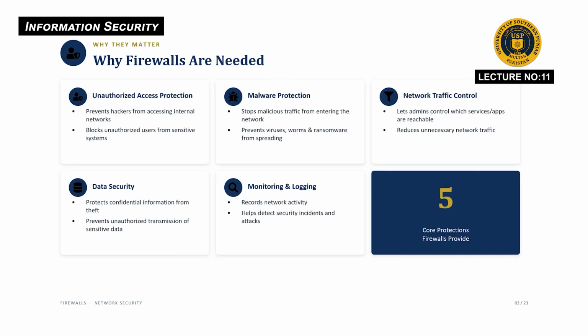Why are firewalls needed? Firewalls are important for several reasons. The first one is they provide protection against unauthorized access. The second one is they help stop malware such as viruses and worms. The third one is they control network traffic by allowing administrators to decide which services and applications can be accessed. And the last one is they improve data security and keep a record of network activity for monitoring purposes.